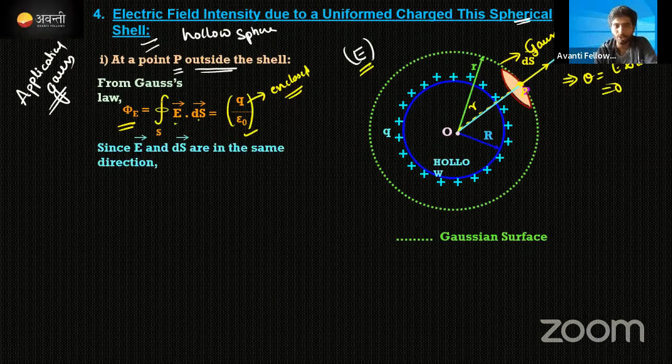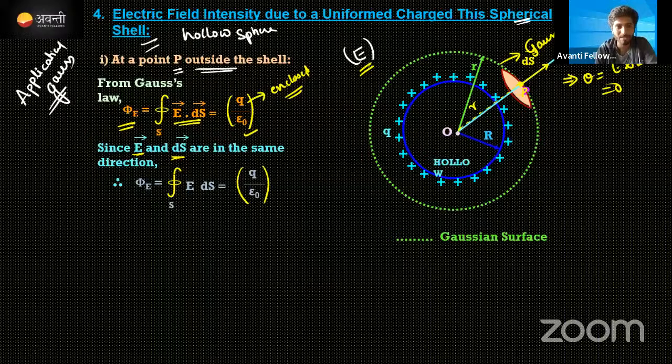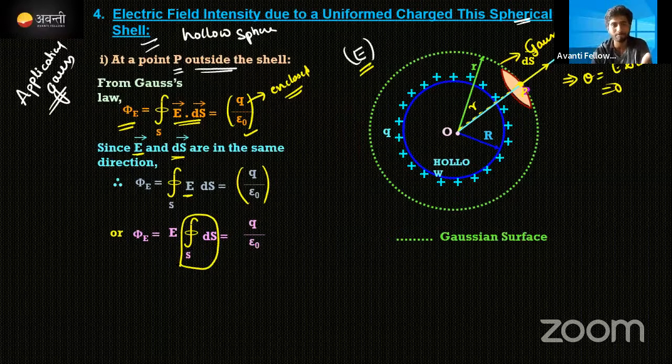And I already told you the E value and the area element are in the same direction. Hence, the angle between them will be 0. Hence, E dot dS here I write as EdS because theta is already solved here. The EdS value will be equal to q by epsilon naught. Then we need to integrate the area. That's why take this E outside of the integration. If I'm taking E outside of the integration, we need to integrate this area element only. Okay, this value will be equal to q by epsilon naught.